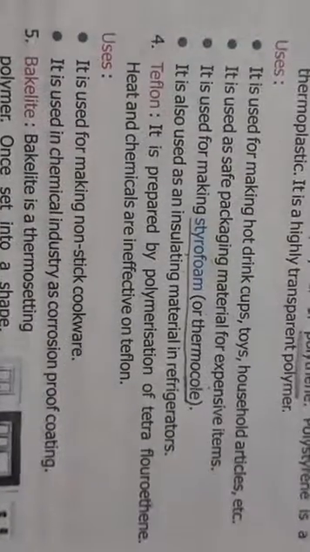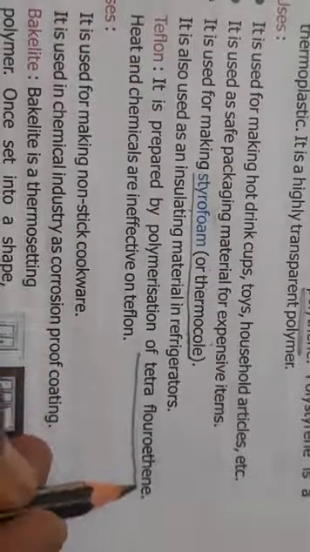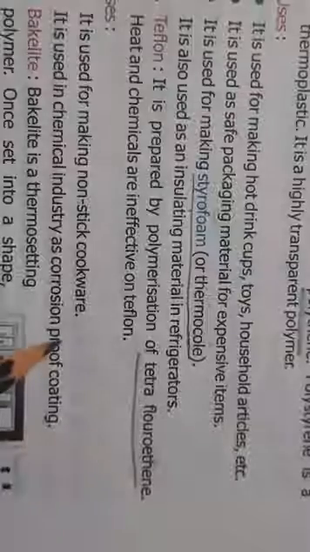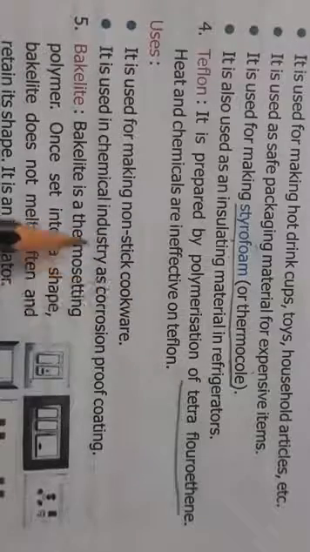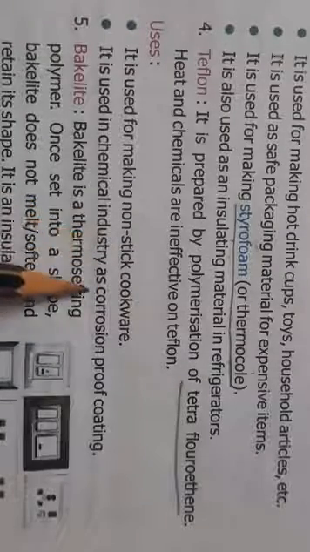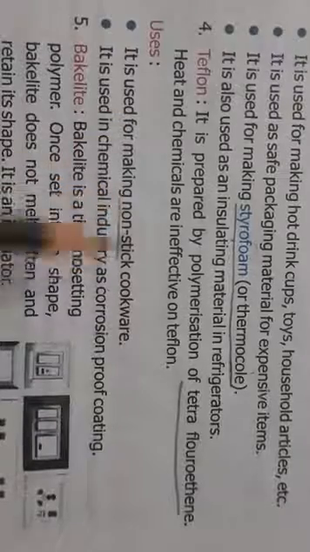Now Teflon is prepared by the polymerization of tetrafluoroethene. And what is it used for? Most commonly, Teflon is used for making non-stick cookware, and it is used in the chemical industry as corrosion proof. Most commonly, Teflon is used for non-stick cookware.